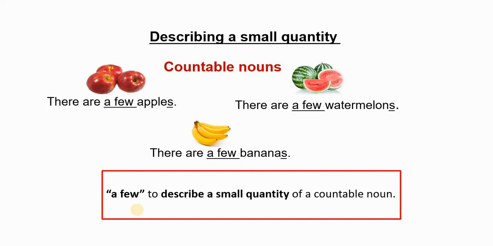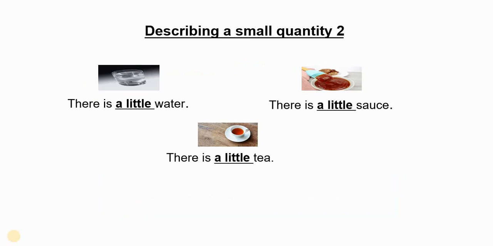So, let's carry on. Let's move on to describing a small quantity number 2. There is a little water. There is a little sauce. There is a little tea. But this time, all of these nouns, they are uncountable nouns.